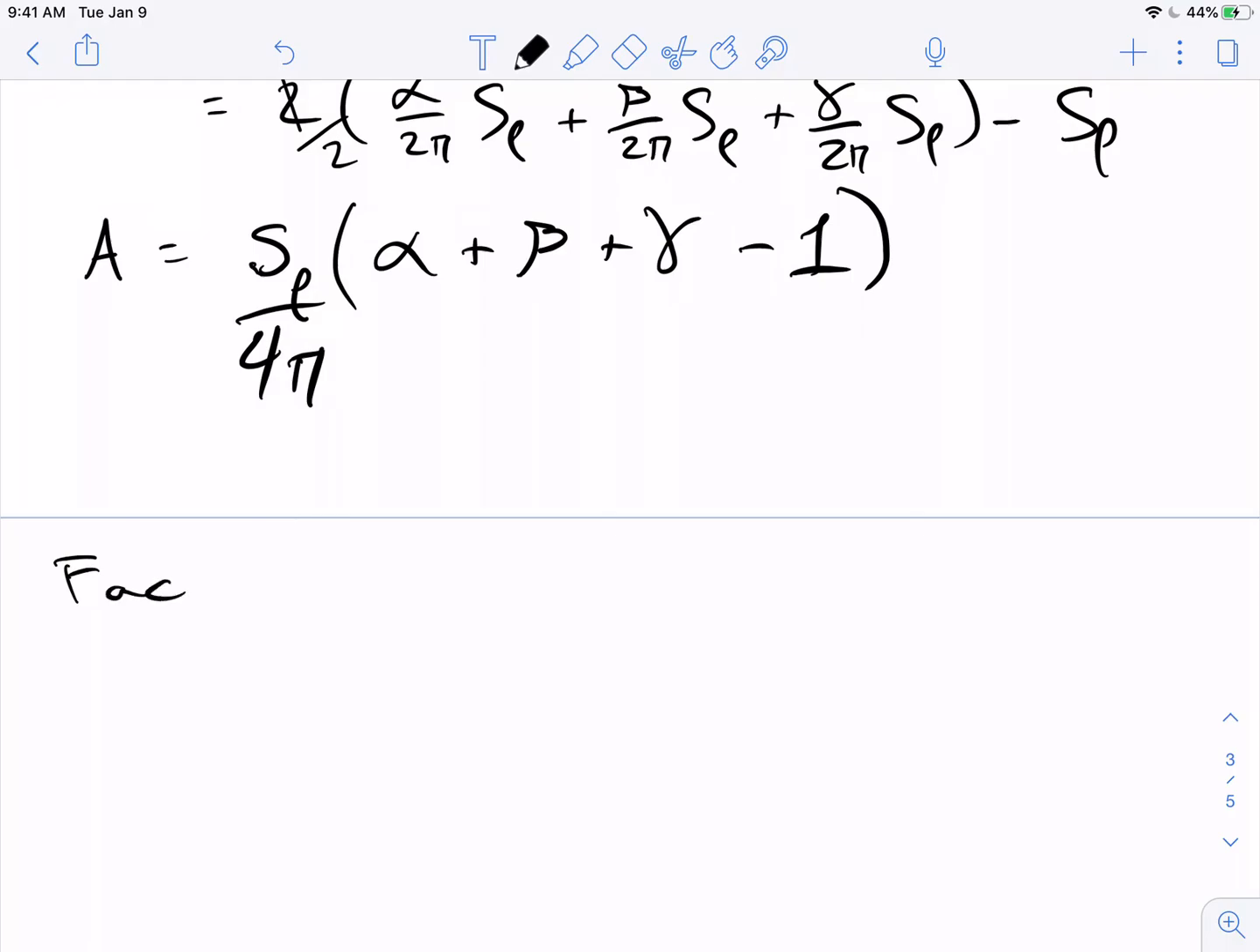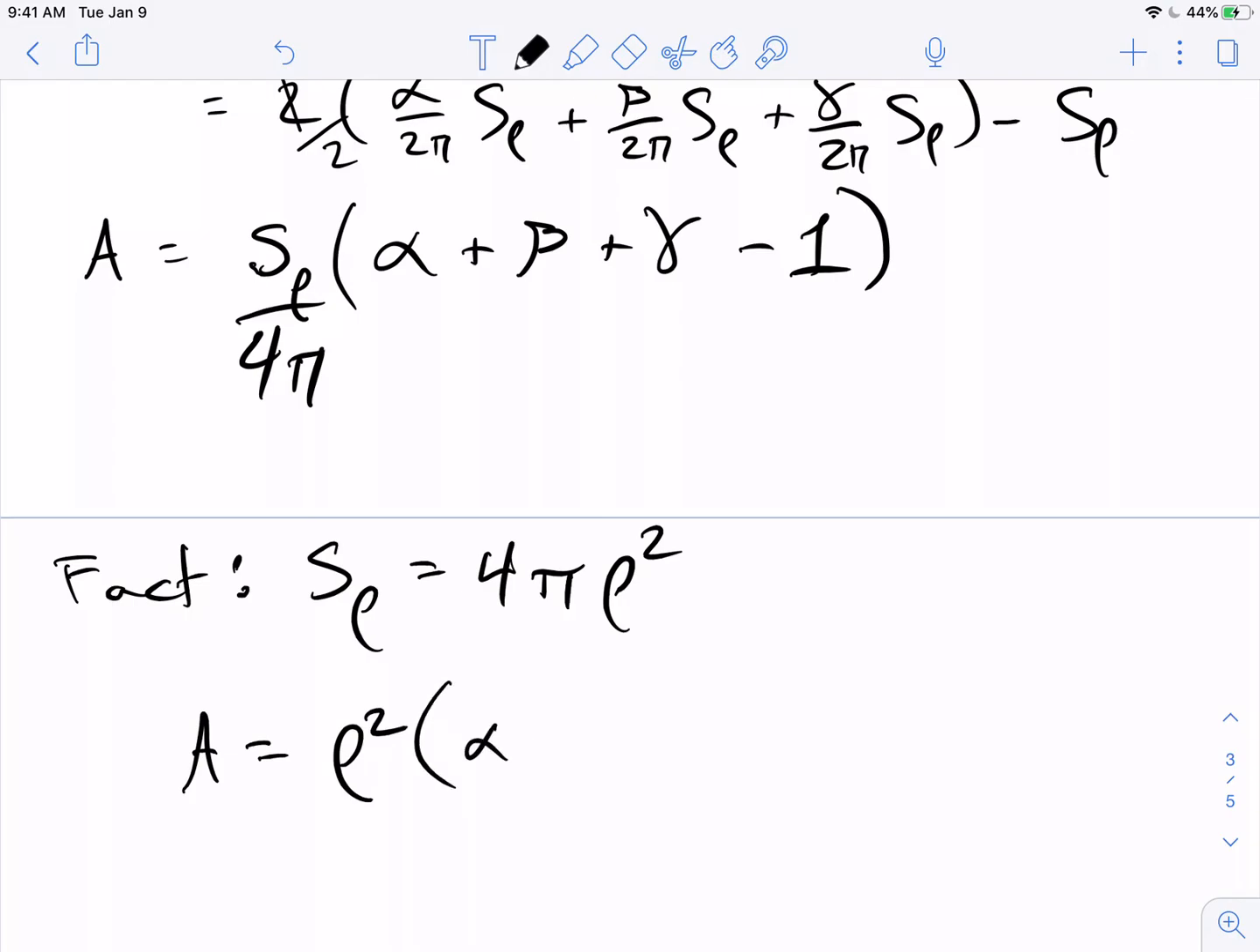So a fact that you can prove using Calc 3 techniques, it's kind of a classic Calc 3 problem using spherical coordinates, of course, is that the surface area of a sphere of radius rho is equal to 4 pi rho squared. So, okay, that's why that 4 is okay. And so we can plug that into the formula above, and the 4 pi's cancel. And finally, the area of a triangle is equal to rho squared times alpha plus beta plus gamma minus 1.